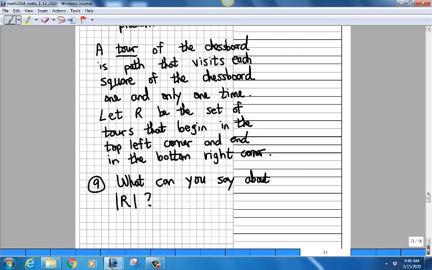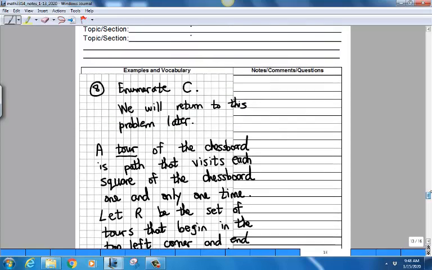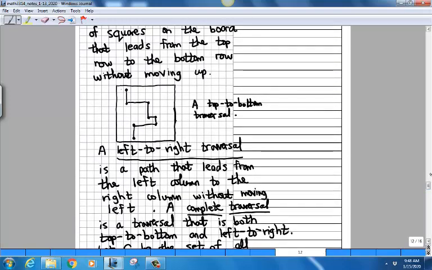So what's a simple example of a tour? Yeah, just snake your way down. You can start here, go across the top, then across, and so on and so forth. So that would be a simple example of a tour of a chessboard. But of course, you can think of lots of different ways of visiting every square on that chessboard. So determining that the set of tours is non-empty is easy.